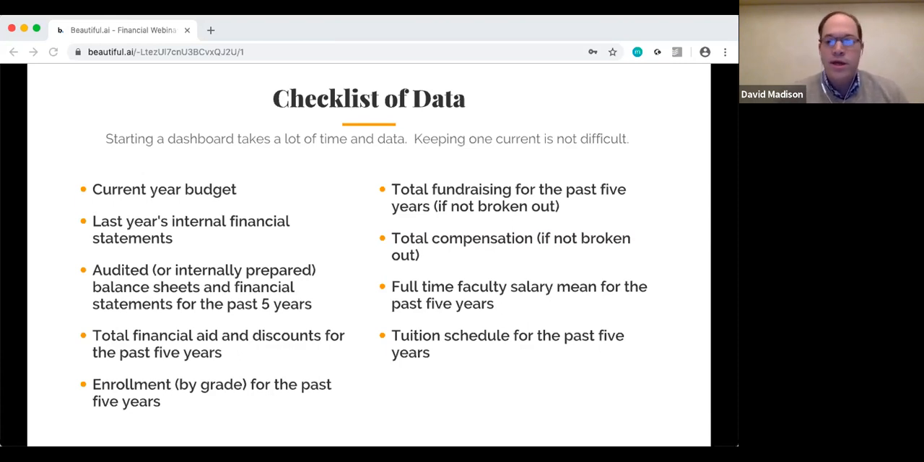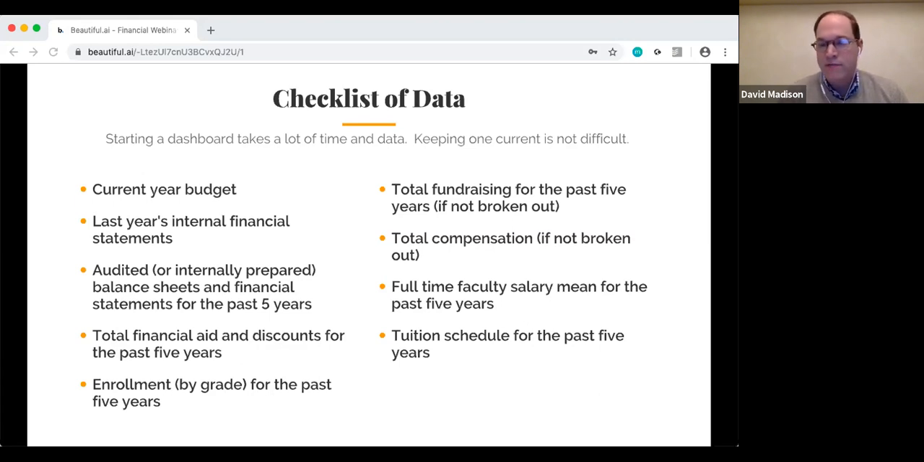So what do we think you should gather? You should be able to gather all of this. Either you as the head or your business officer should be able to pull all these documents together. Start with your current year budget. Make sure you have last year's financial statements, and then the audited or internally prepared balance sheets and financial statements for the past 5 years.